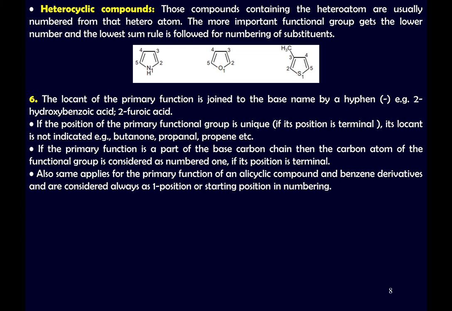So the locant of the primary function is joined to the base name by a hyphen. So for example, similar to 2-hydroxybenzoic acid, we can have 2-furoic acid, which had COOH here, or we can have 3-methylthiophene.